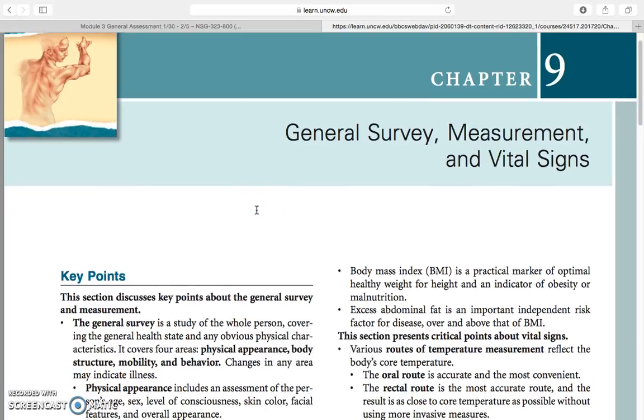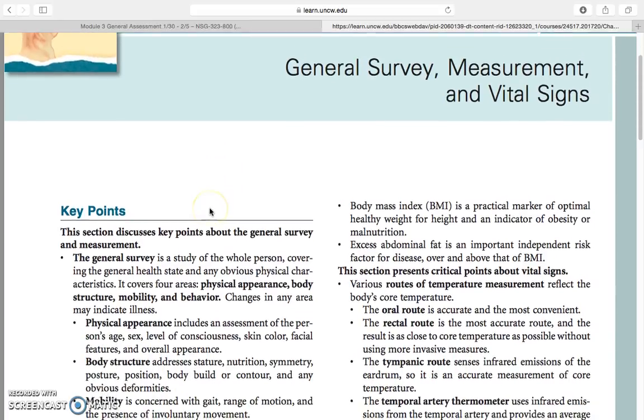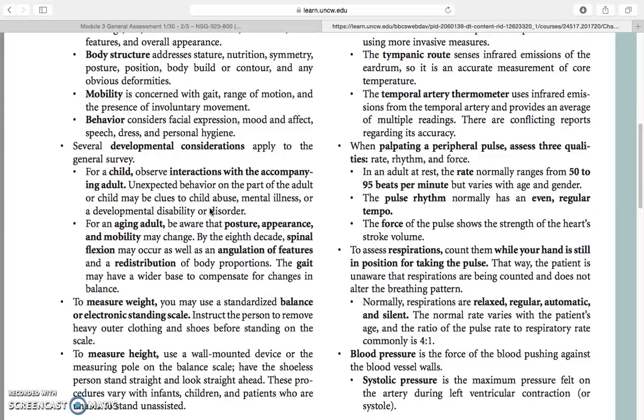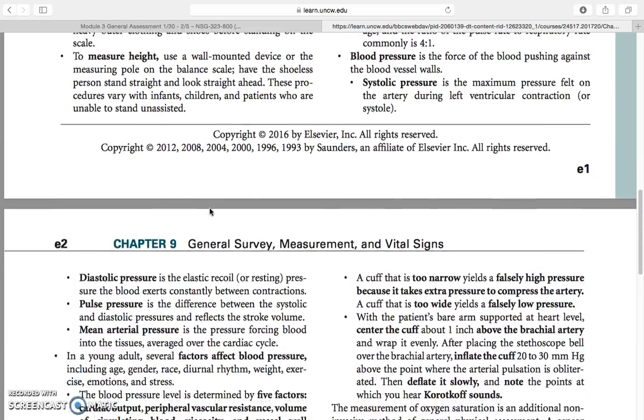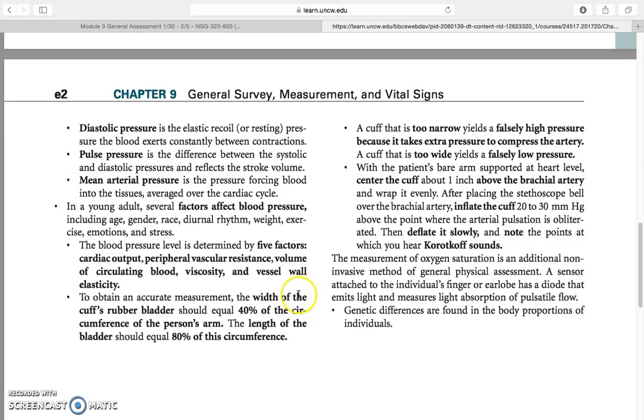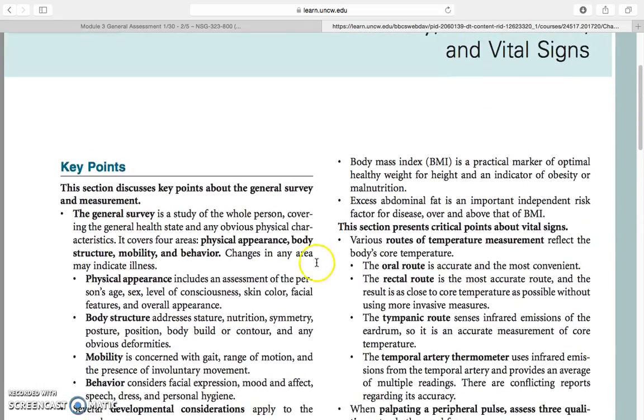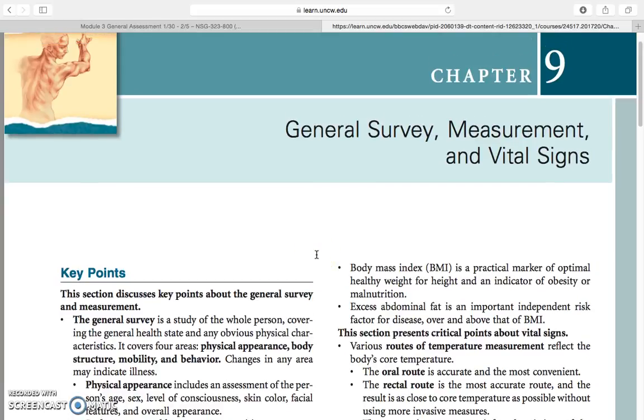Next, you'll see information on the general survey and measurement of vital signs and those basic foundations of nursing assessment. These are things that most of you will already have knowledge on, but it's certainly important to go back and read these as you may be in an area of practice where you're not doing all of these things, and it'll be important for you to refresh yourself when you're doing your Shadow Health assignments.